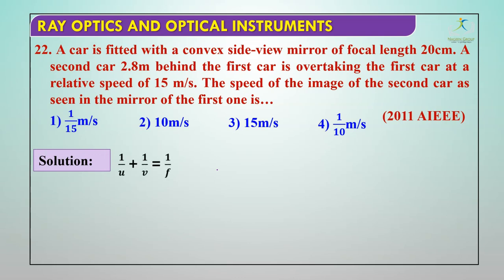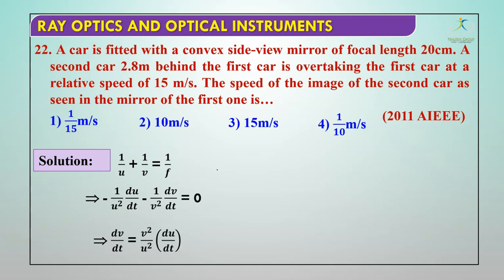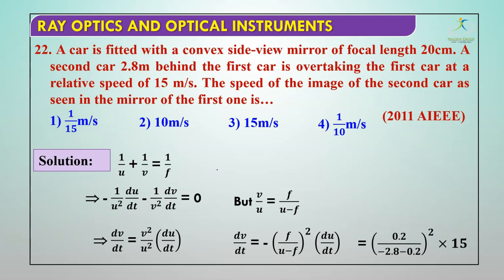Solution we have: for the mirror formula, 1 by u plus 1 by v is equal to 1 by f. After differentiating, we get minus 1 by u square du by dt minus 1 by v square dv by dt equals 0. From here, dv by dt gets v square by u square du by dt. But v by u is equal to f by u minus f. Here, dv by dt comes minus f by u minus f the whole square du by dt. We just put all these values and get the result 1 by 15.